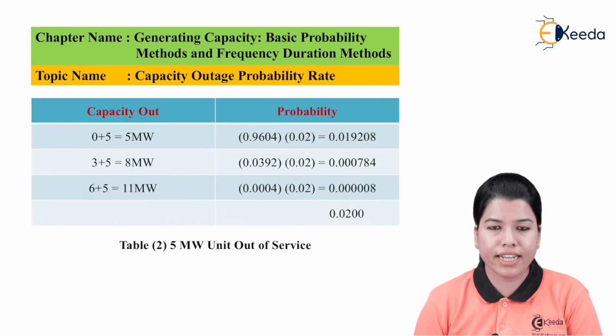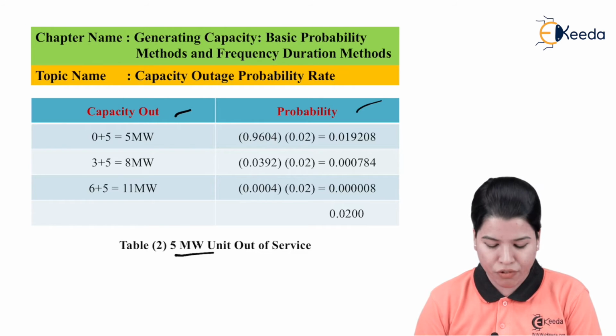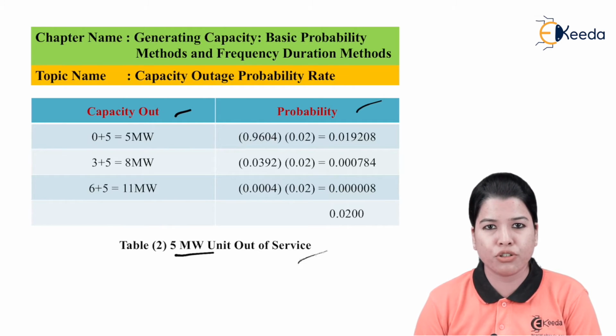Now let us consider the table for the 5 megawatt unit out of service. Again there are two columns, one for the capacity out and the second for the probability. We have already seen that the probability for out of service should be 0.02. So let us see if this condition is satisfied.